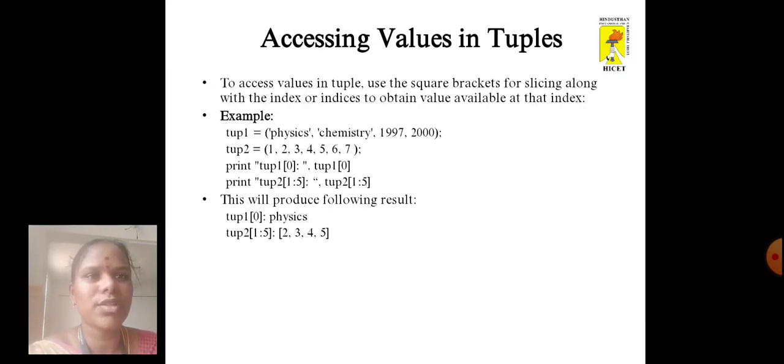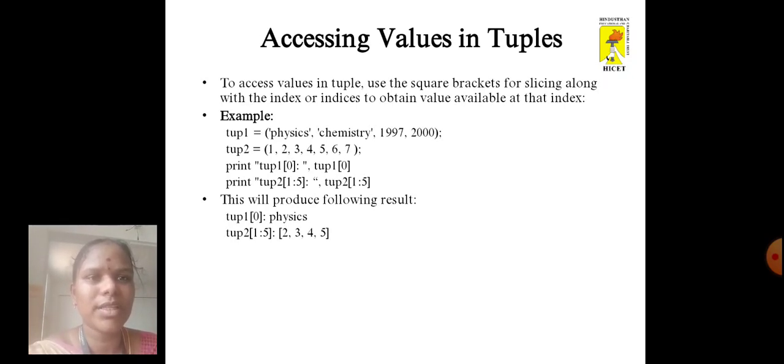Accessing the values in the tuples. To access the values in the tuples, use the square brackets for slicing along with the index or indices to obtain the values available at the index. For example, tuple 1 contains the values physics, chemistry, 1997 and 2000. The tuple 2 contains the values 1, 2, 3, 4, 5, 6, 7.